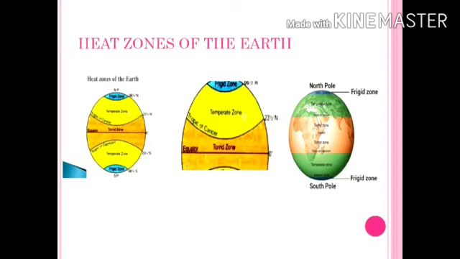Next one, frigid zone. The area north of the Arctic Circle and south of the Antarctic Circle are very close to the poles and receive sunlight of very low intensity. So it is very cold. This region is called frigid zone.